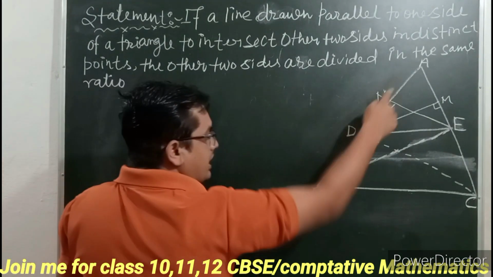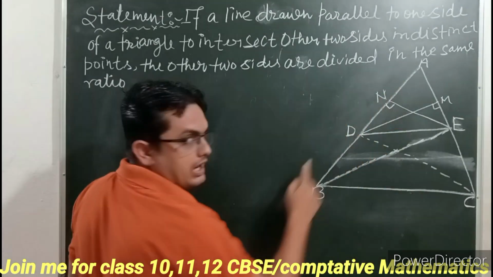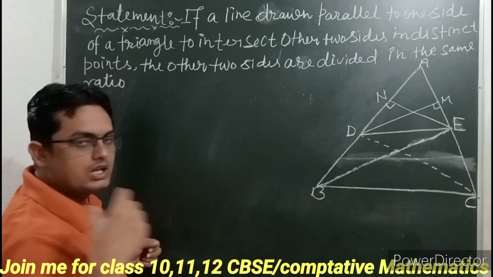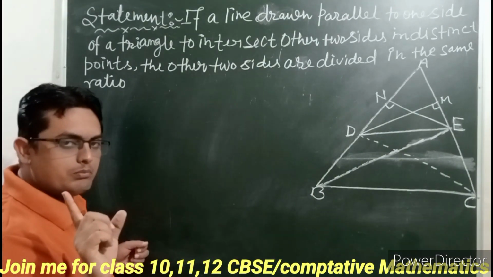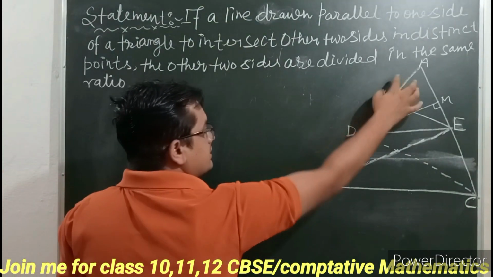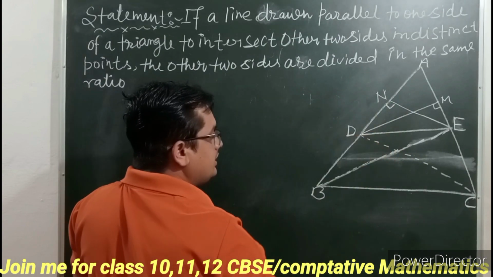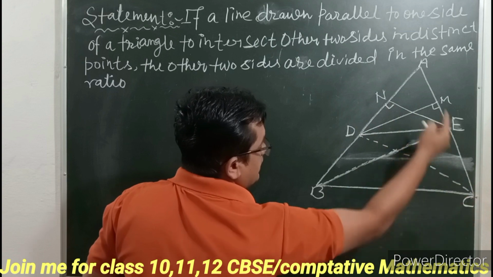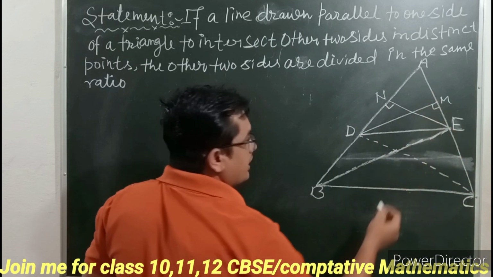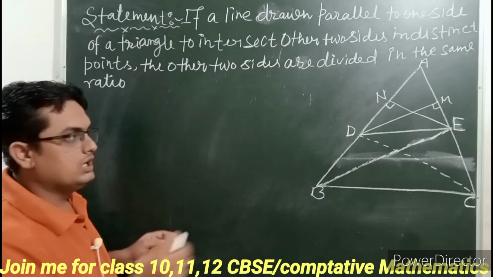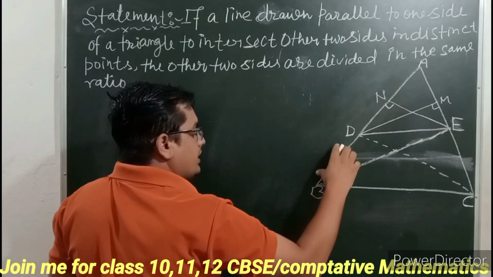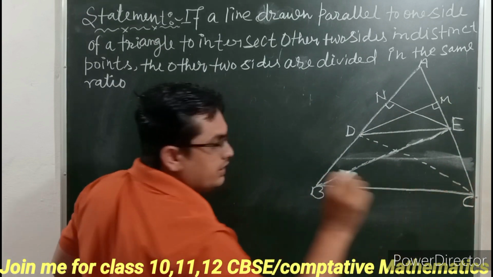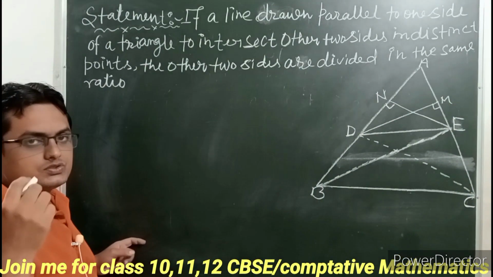Here it is a triangle ABC in which DE is parallel to BC, meaning line DE is parallel to BC, and DE intersects AB at point D and AC at point E. Then we have to prove that AD upon DB equals AE upon EC. We have to prove this in this question.